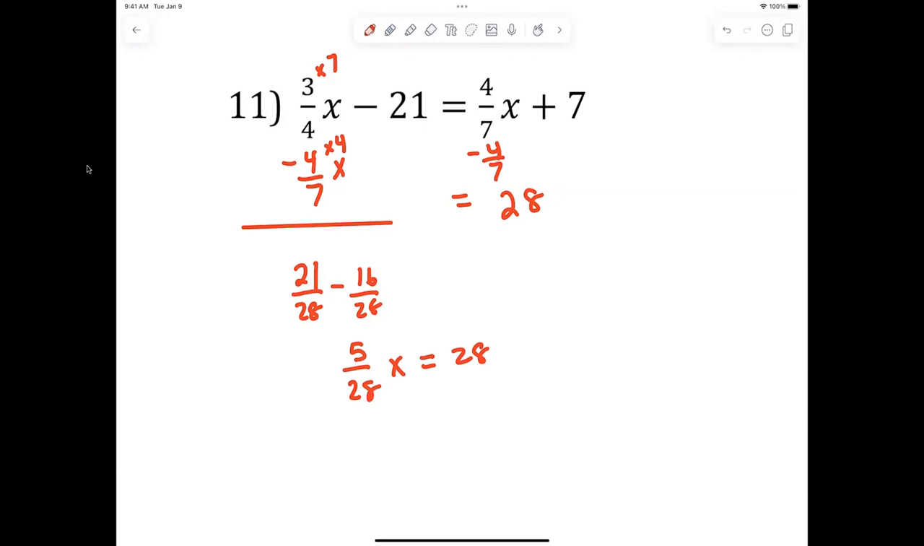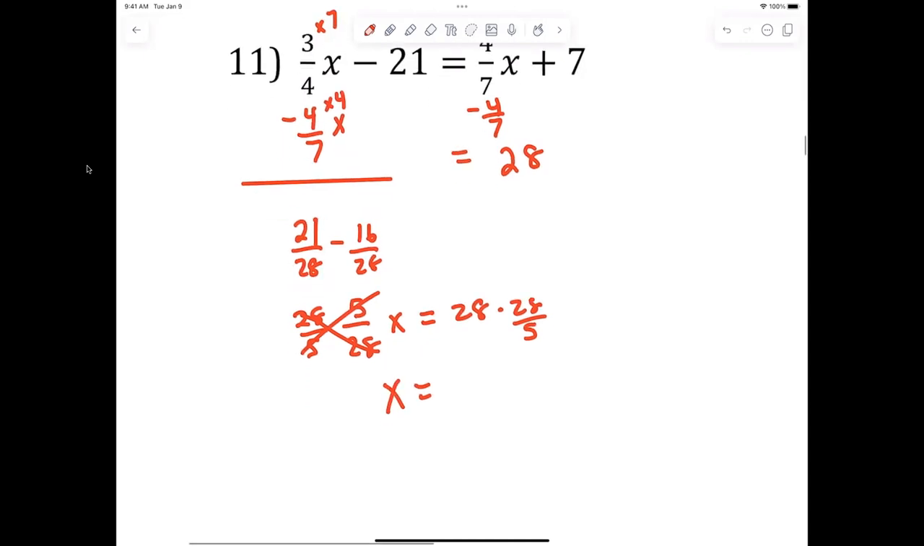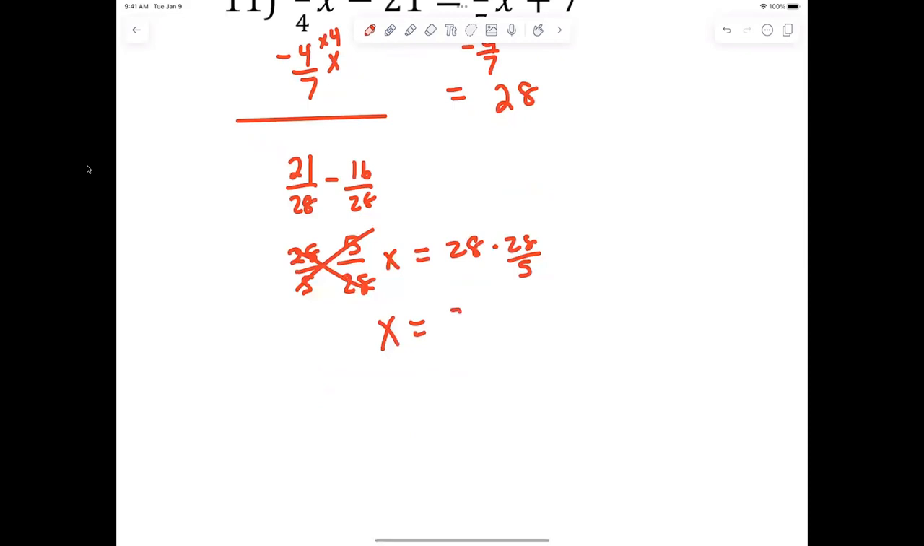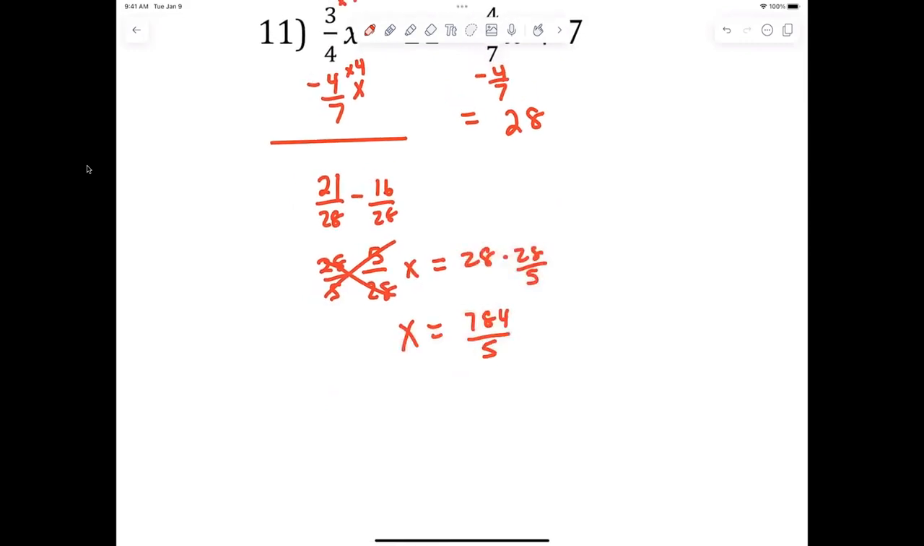All right, so let's see if she's correct. Now we multiply by the reciprocal, so it'd be 28 over 5 times 28 over 5. These guys cancel. X is equal to, let me see, hold on, 400, 720, 784. Is that right? Did anybody else do 28 times 28? I think it's 784. 784 over 5. Did you just do that? Yes, I can do that in my head.